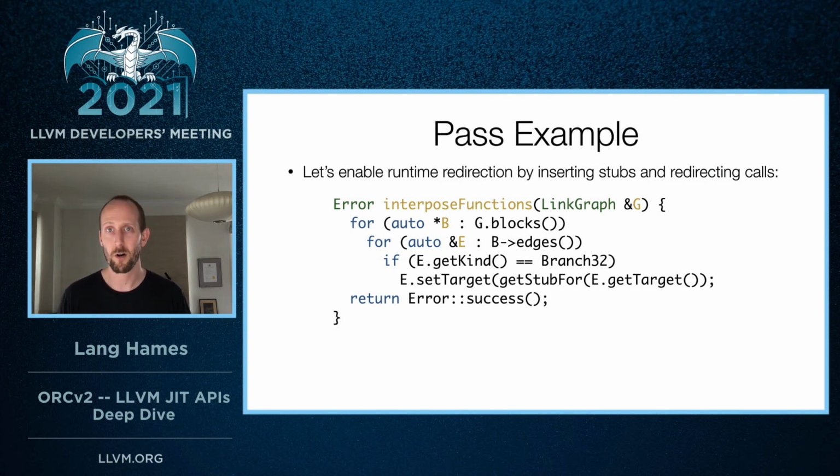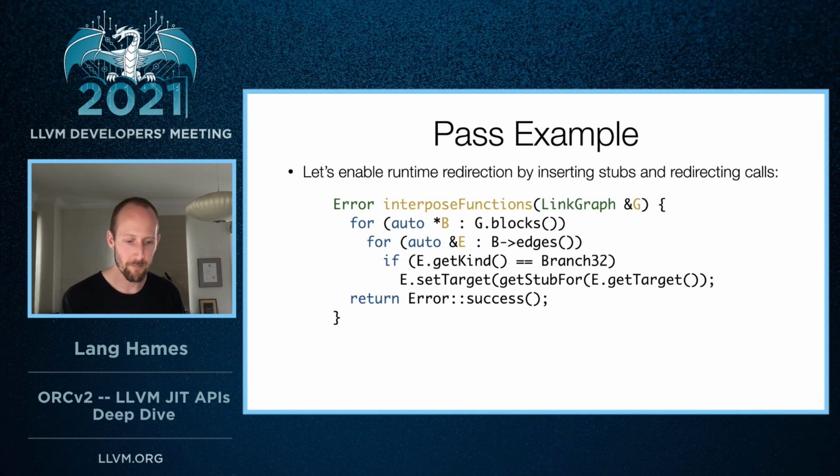And with a few lines of code, we've injected the ability to redirect calls at runtime, which didn't exist in the original objects. Because this is a pass and it runs at the linker level, it applies to all code that we load under the JIT, regardless of the input language or whether this was a precompiled archive.